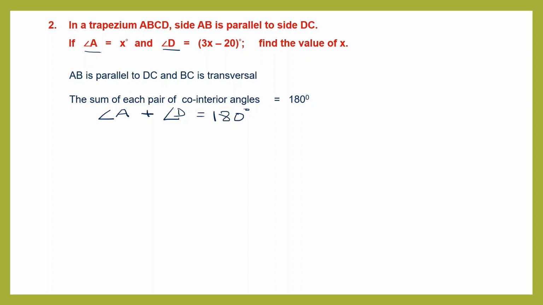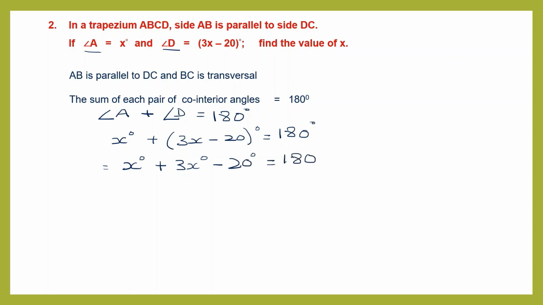Now let's substitute the values. So angle A is x degrees plus angle D is 3x minus 20 degrees. So this is equal to 180 degrees. So let's open the brackets. So this will be x degrees plus 3x degrees minus 20 degrees. Together they add up to 180 degrees. Now let's add up x and 3x here. X plus 3x, this is 4x. So that will be 4x degrees minus 20 equals 180 degrees.